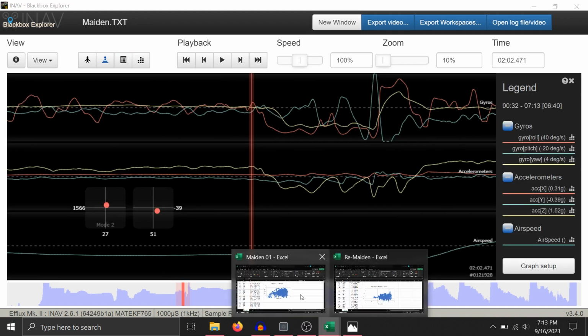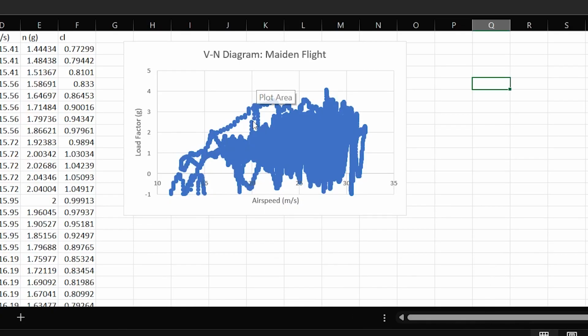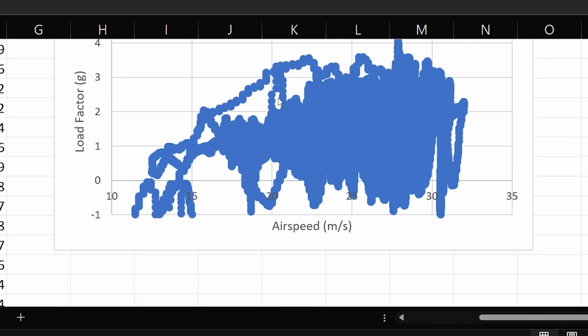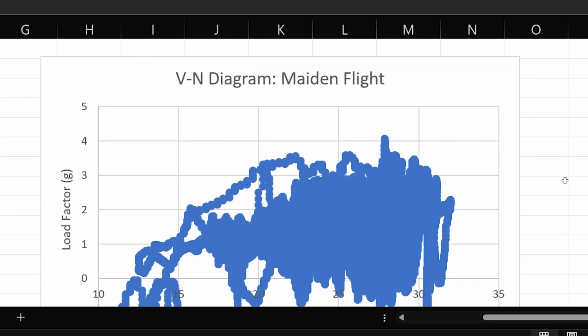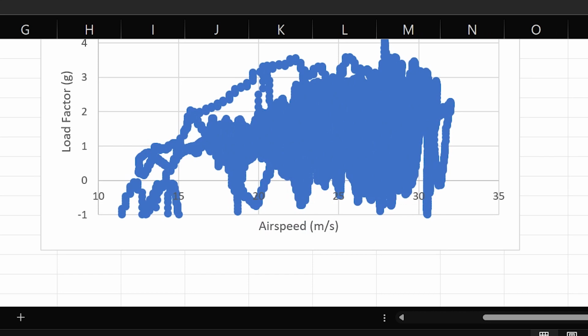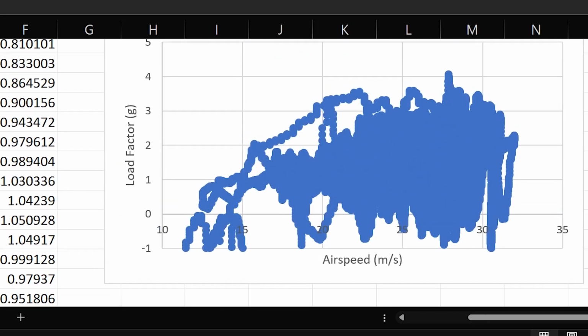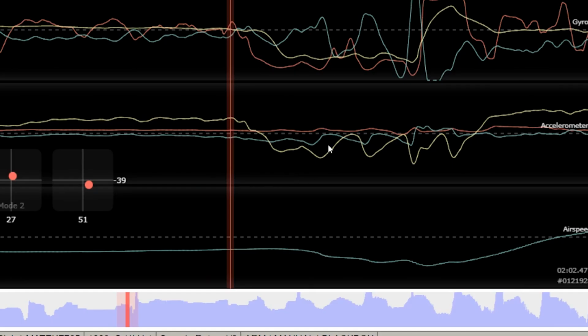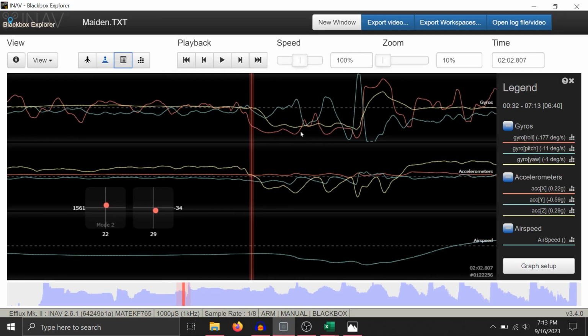So if we look at the VN diagram for the Maiden Flight here, zoom in on that a bit, this is your load factor in G right here, and this is your airspeed. Now this does include a bunch of post-stall stuff, so this isn't entirely accurate here. The actual boundary of the flight envelope is probably going to look something like that. But you can see that 1.5 G at 18 meters a second is probably close to the end of the flight envelope there. And maybe if you get a bit of asymmetrical stuff going on in some wing rock, you get basically what happened here.